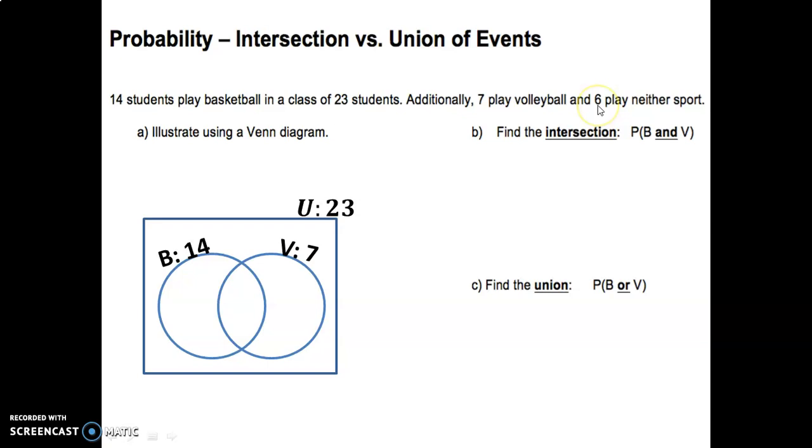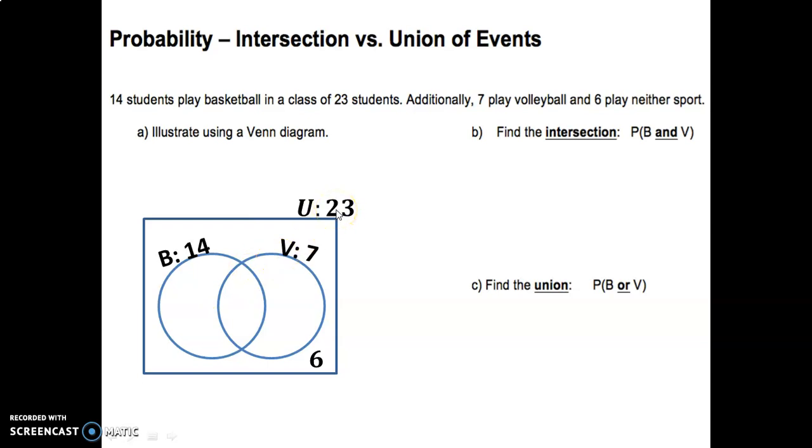6 play neither, so I'm going to put the 6 out here. And now, what is the intersection? And so that you know, this intersection is this part in the middle where both occur, so where students play basketball and volleyball. So what do you think? Okay, so intersection here is 4, and the place that number comes from is this.